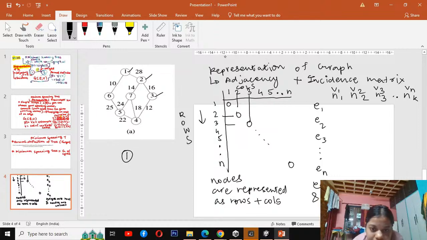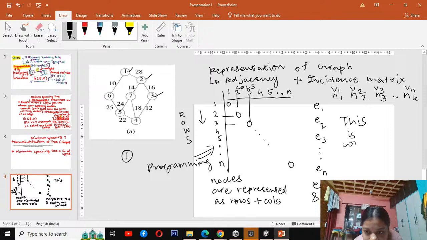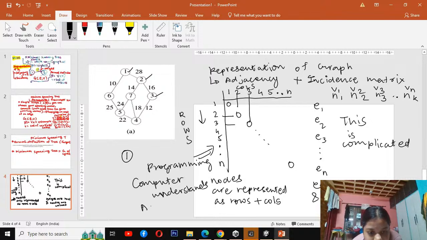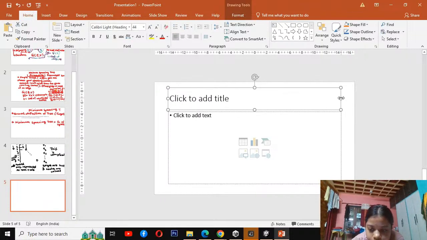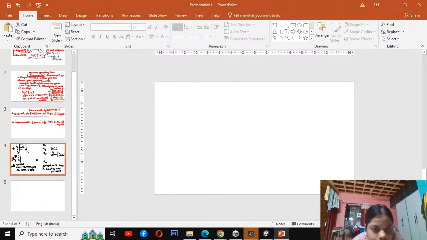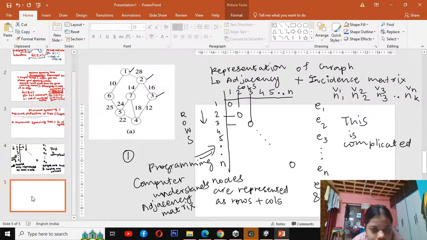Basically, in programming, we use this instead of this, because this is complicated. So the computer understands the adjacency matrix. So, let's move on to the next slide. Again, delete. What I am going to do is copy this and put it right here.